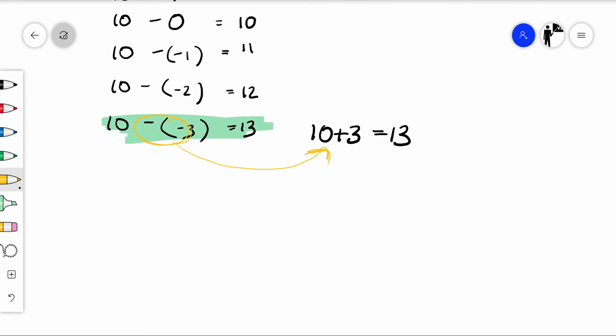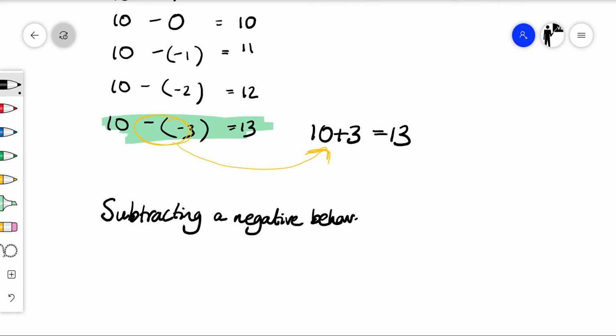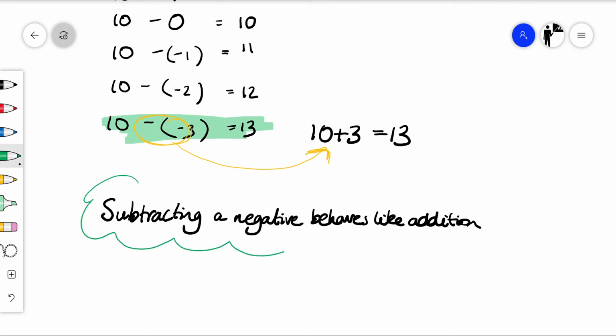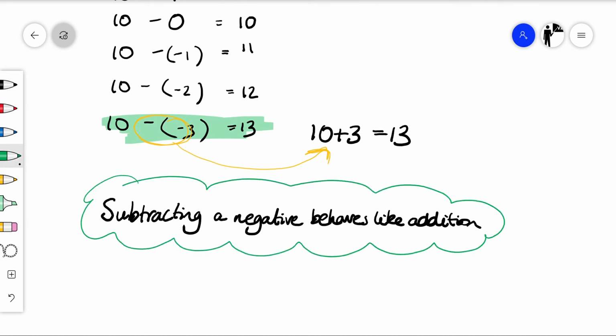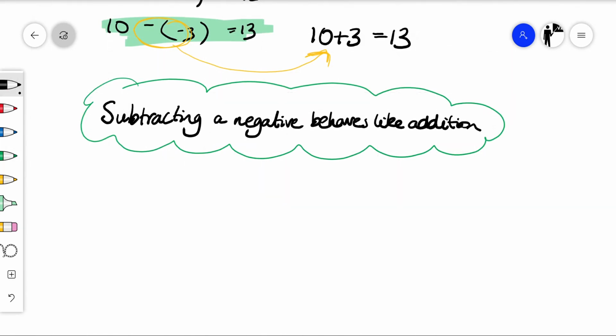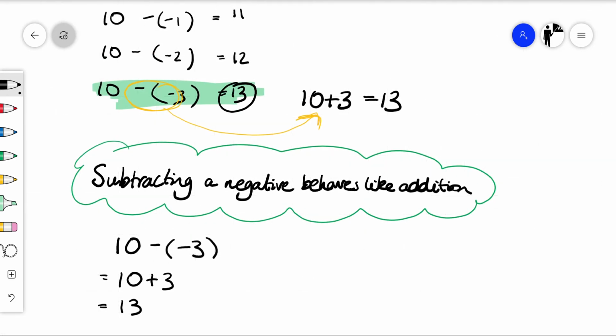What I'm going to do is try and summarise that with a wee sentence. I'm just going to say: subtracting a negative behaves like addition. Because if we have a look at that example again, 10 subtract negative 3 behaves like 10 plus 3 to give us our answer of 13, because it needs to be for that pattern to hold.